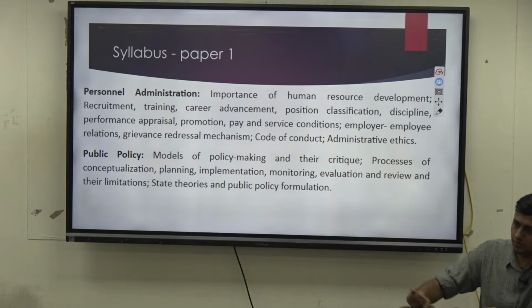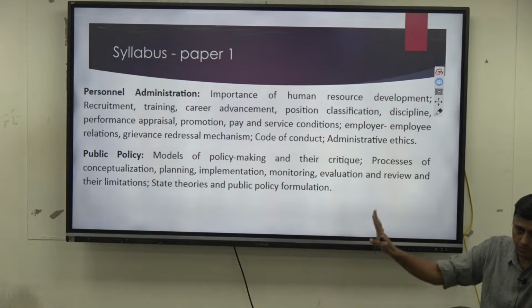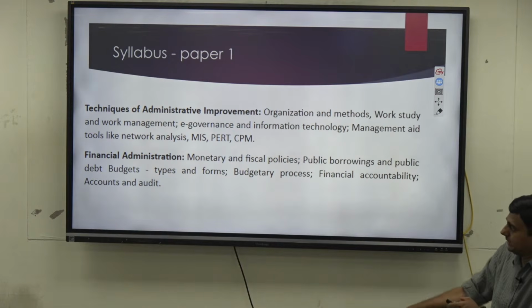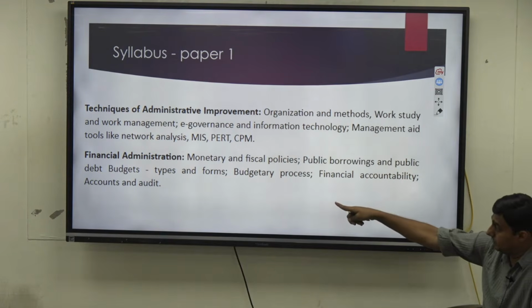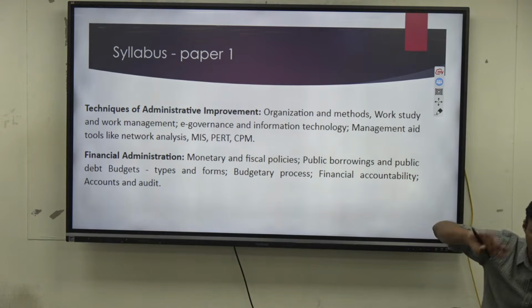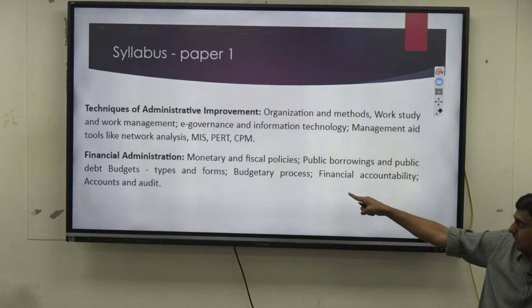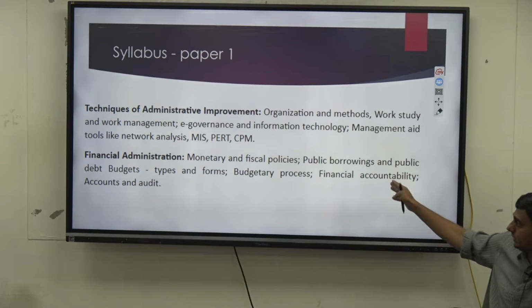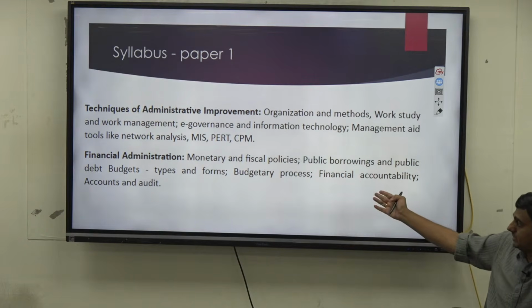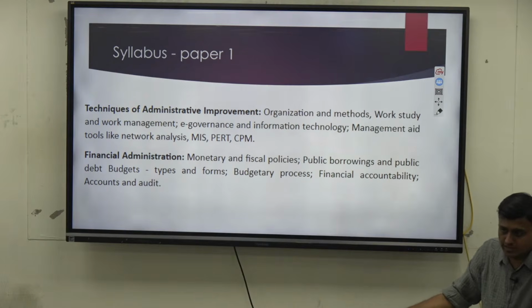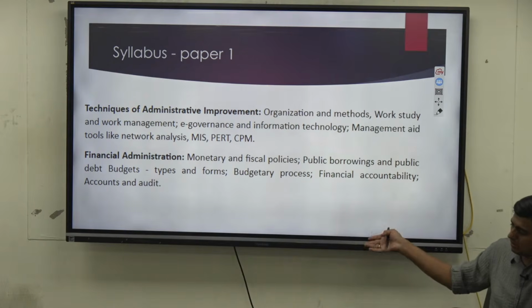That's a more detailed one. That's also one of the models of public policy. All that we'll study here. And then these are not very important ones. Financial administration means what? Recall, if economy is done, look at the words: monetary policy, fiscal policy, borrowings, budgets, financial accountability, remember the FRBM Act, debt to GDP ratio, all of that we'll study here.